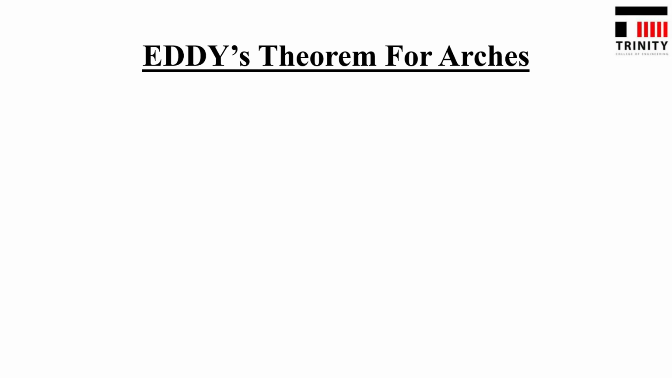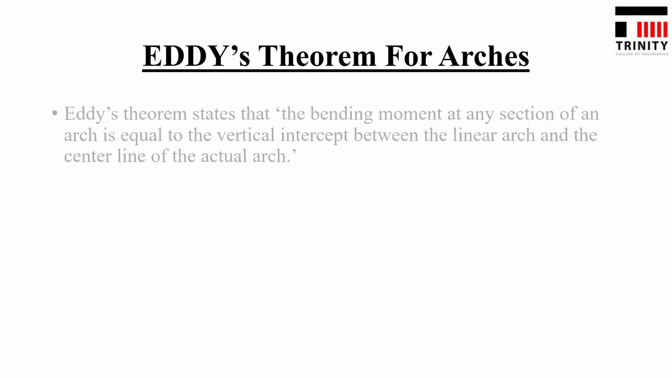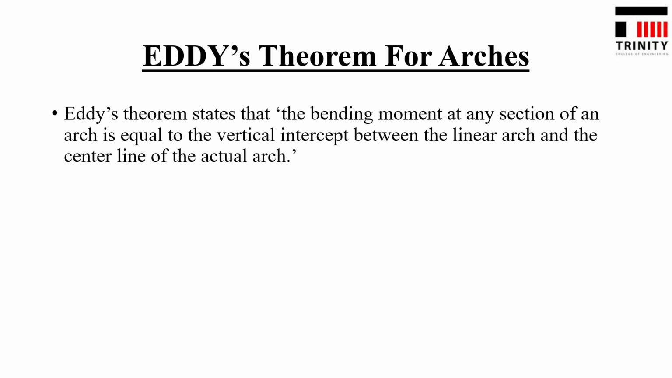Now the last topic of this module is Eddy's theorem for arches. The statement is: the bending moment at any section of an arch is equal to the vertical intercept between the linear arch and the center line of the actual arch. So, according to Eddy's theorem, the bending moment at any section on an arch is proportional to the vertical distance between the actual arch and the theoretical or linear arch.